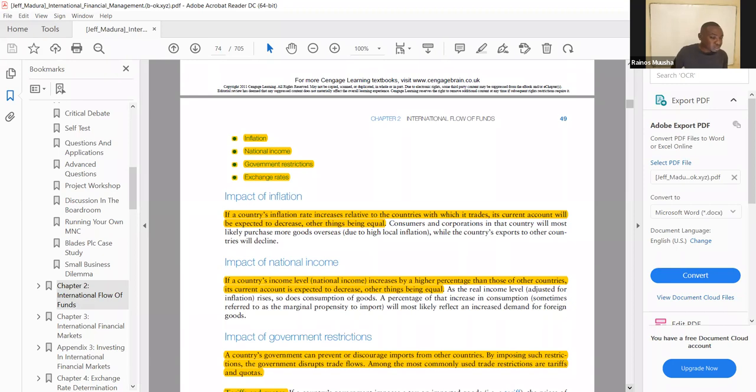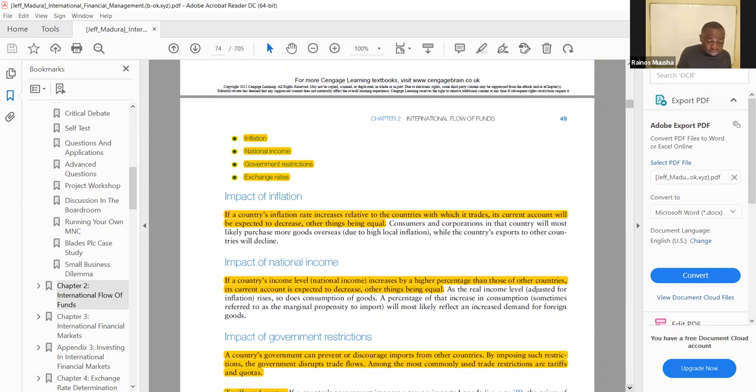So because of this, what is going to happen? It would result in a situation where the current account is going to decrease, mainly because there's a decrease in the demand for our goods and services, which means that we're going to be exporting less. And if we maintain our imports, it basically means that the current account is going to be in deficit.